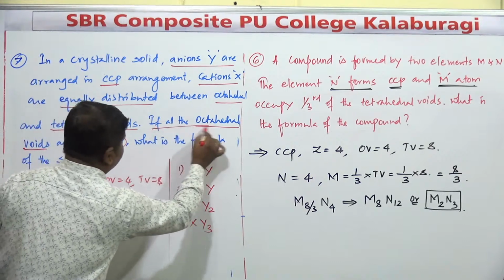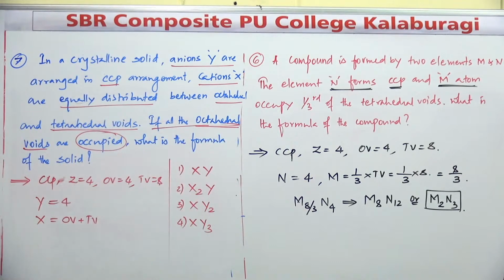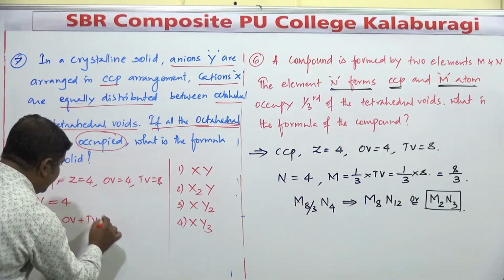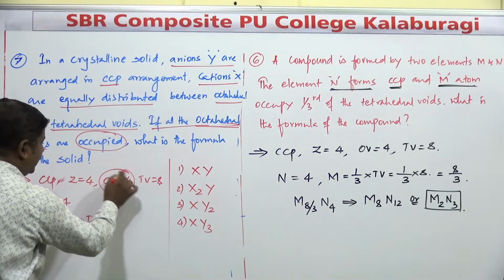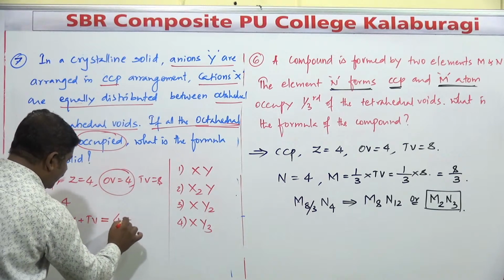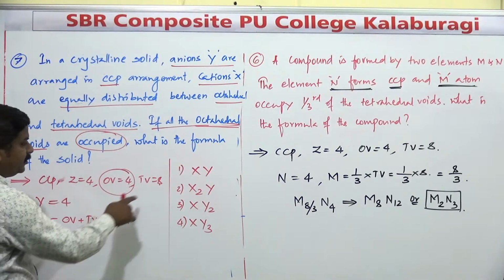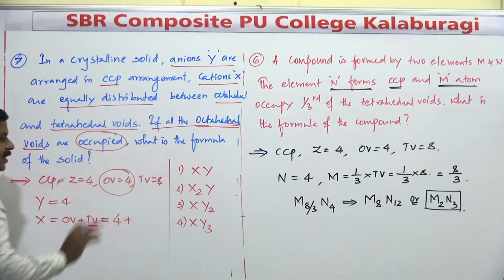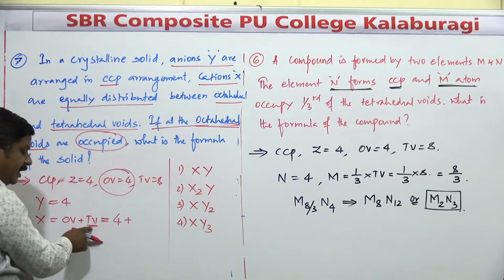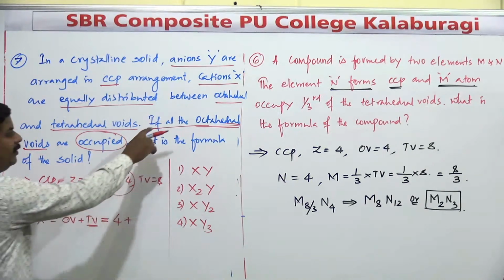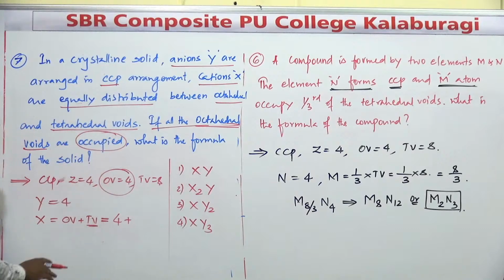And one more sentence is going to be mentioned: if all the octahedral voids are going to be occupied, then totally how many octahedral voids are going to be there? That is equivalent to 4. Here I will write 4. Equally distributed means total number of tetrahedral voids is going to be equal to 8. Here it is not mentioned that all the tetrahedral voids are going to be occupied by that particular ion. Only it is given that if all the octahedral voids are occupied, for that I have mentioned this is going to be 4.